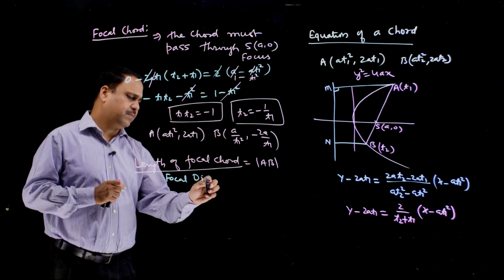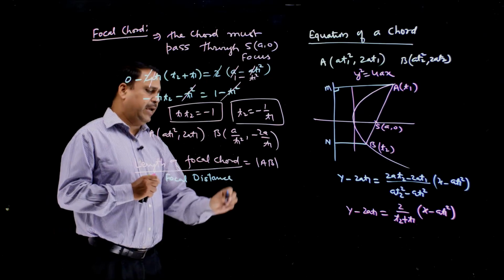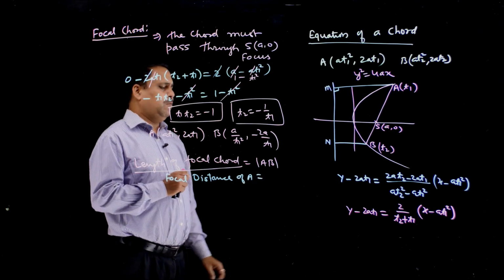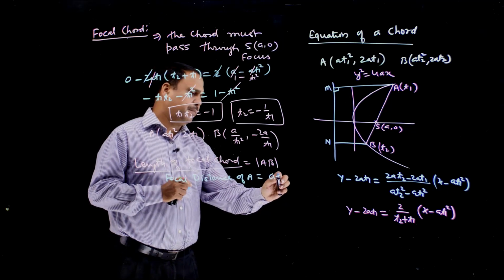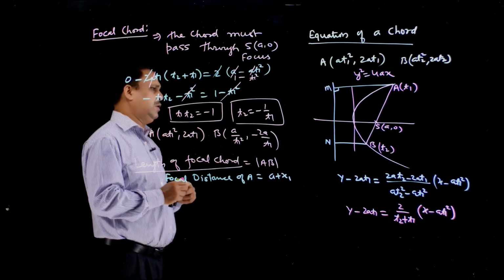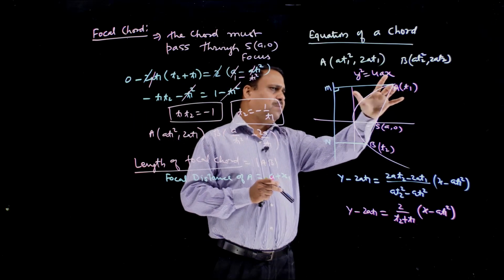Focal distance of a point. Focal distance of A will be how much? A plus x1. x1 is the coordinate of that. That's this point we have already done. Focal distance of a point. This distance AS, focal distance, this will be equal to AM.